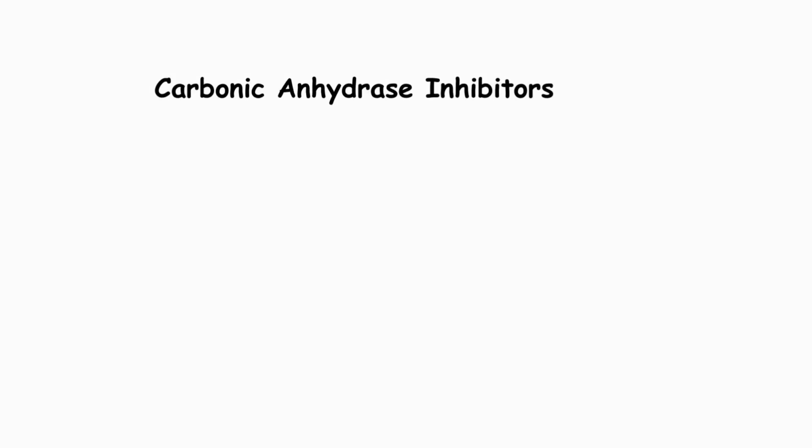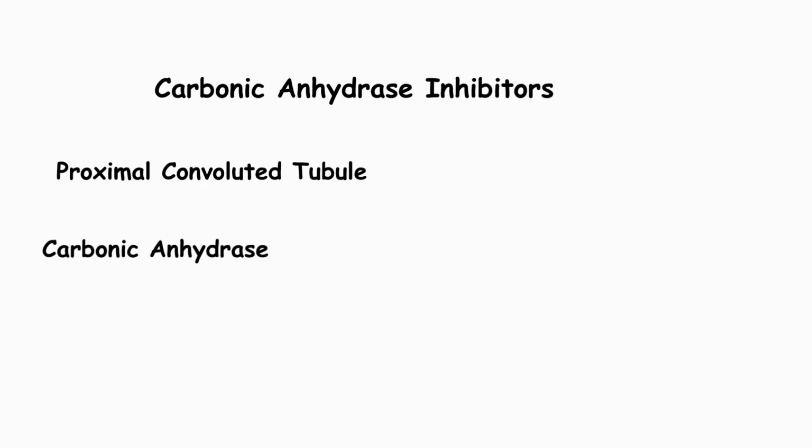Carbonic anhydrase inhibitors work in the proximal convoluted tubule, where they inhibit an enzyme called carbonic anhydrase. This enzyme is important for the absorption of bicarbonate ions and sodium ions. Let's understand what happens in the PCT.